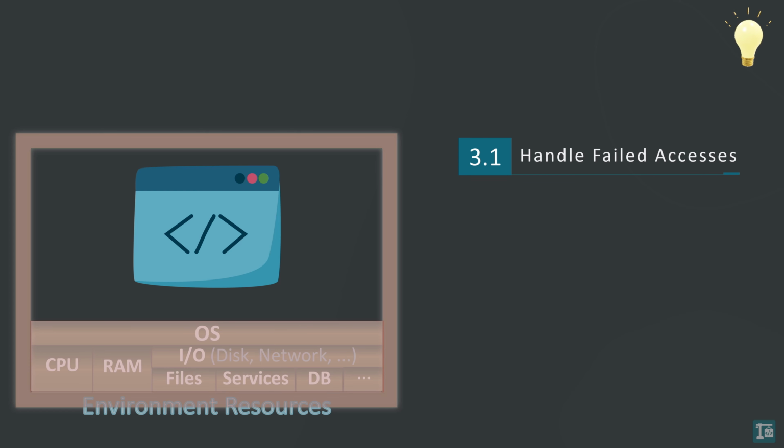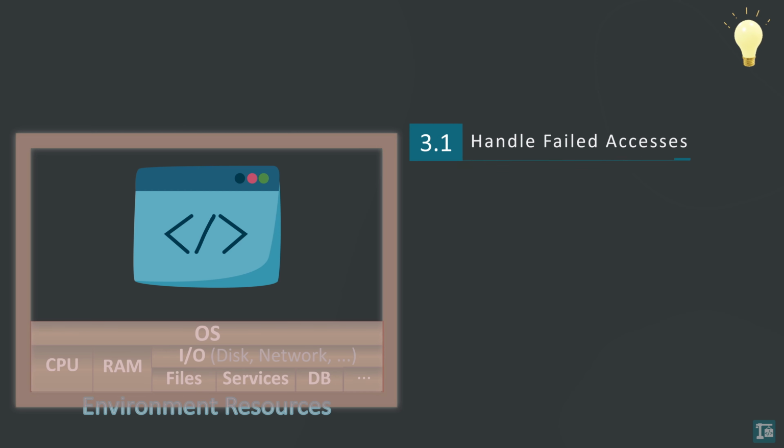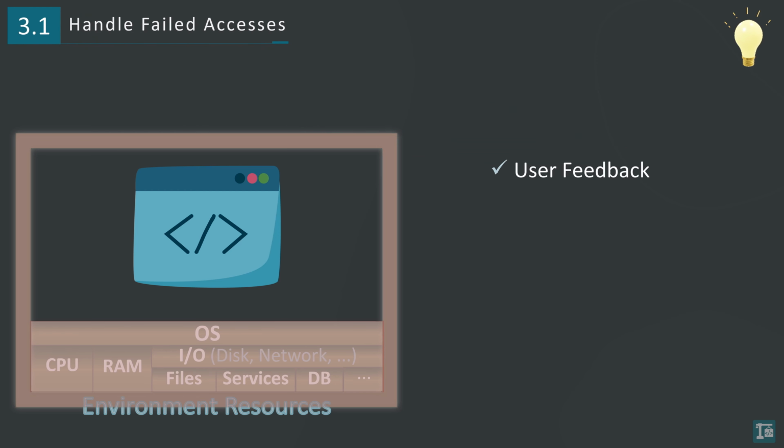The first approach consists in handling the errors after they occur. It's like taking appropriate action on failed library calls. For that, use these measures according to the problem at hand. User feedback. Tell the user what's going on, what went wrong, and what will happen.